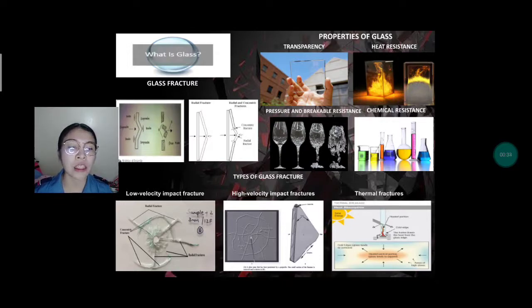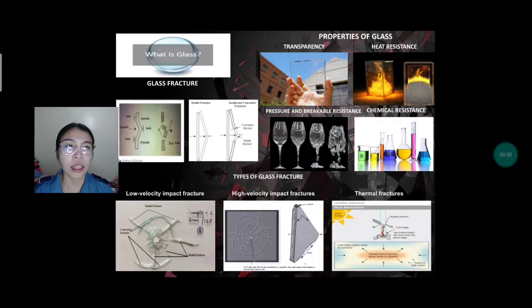Glass is an inorganic product of fusion which has cooled to a rigid condition. So, meron tayo ditong properties of glass which is transparency. Aware naman tayo na yung transparency is transparent. Na kung saan, ito yung kapag tinignan mo sa one side niya is makikita mo rin yung sa kabilang side.